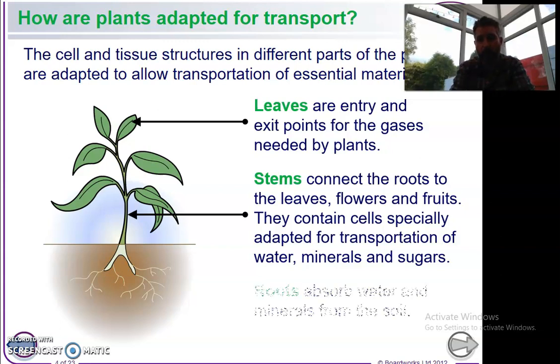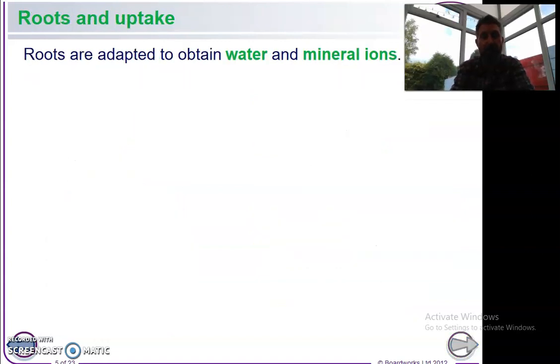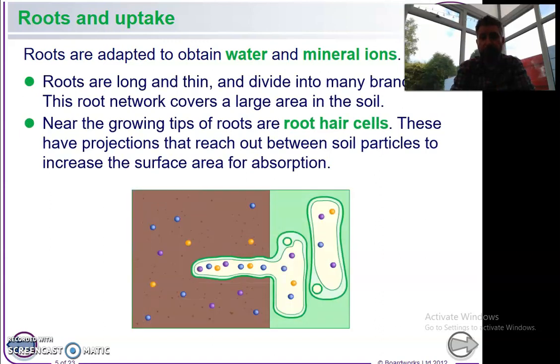Where's that water come from? That water comes from the roots, and the roots absorb that water, and they also absorb minerals in very minute amounts from the soil. That's a process called active transport, and we'll look at that next time. So, how do roots uptake these ingredients? Well, they have got some very good specialisations for that to take place.